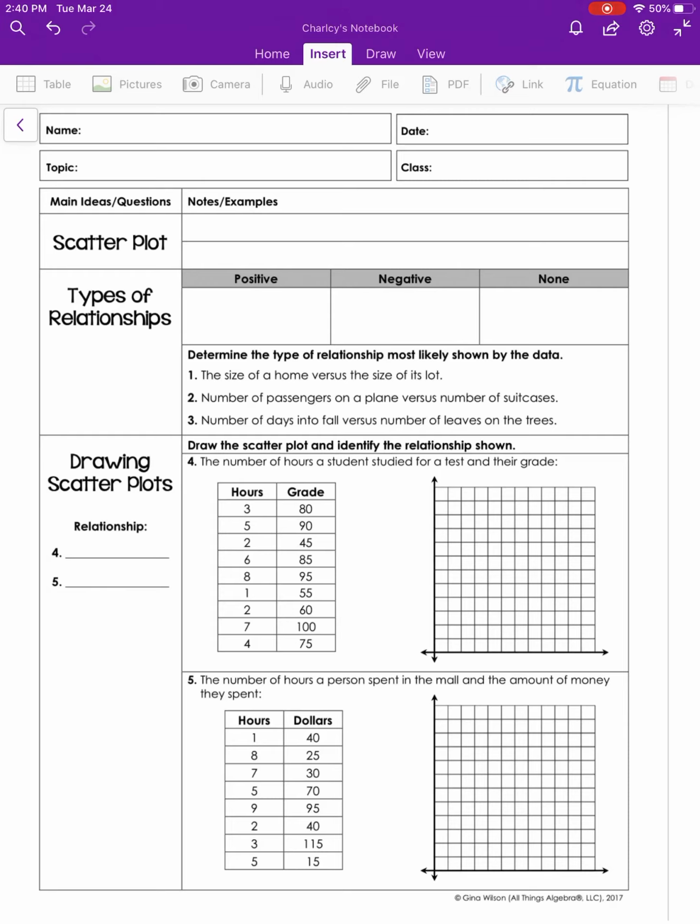First off, we're going to start with reviewing scatter plots. I know that we did a lot with that before you guys left, but it's been a while since we've talked about it. So we're just going to review a little bit of that real quick, just to kind of freshen our minds on it.